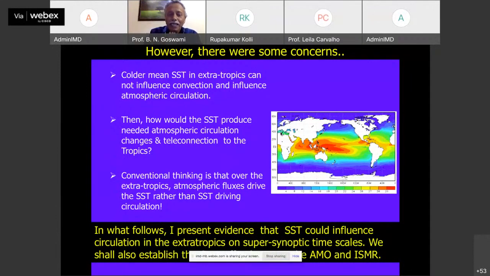In fact, on that time scale, SST indeed can influence the circulation, and it can influence vorticity and circulation, and that can produce a certain forcing in the atmosphere. And that forcing is not simply the convective forcing, but by changing the circulation itself, it can produce vorticity forcing. That vorticity forcing can introduce circulation anomalies that can produce atmospheric response.